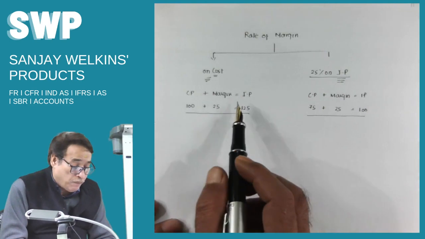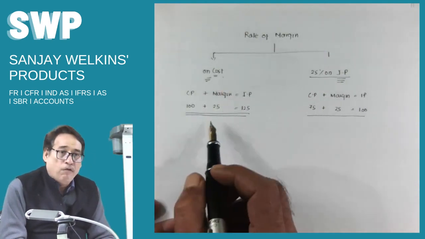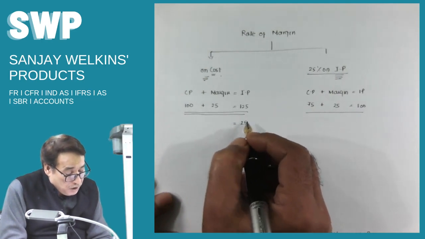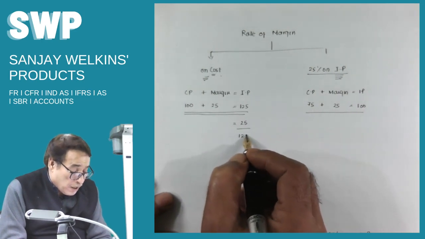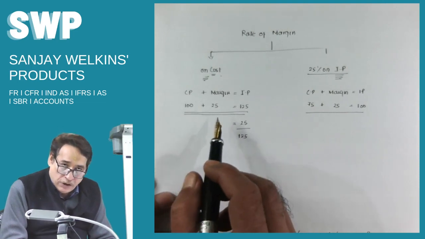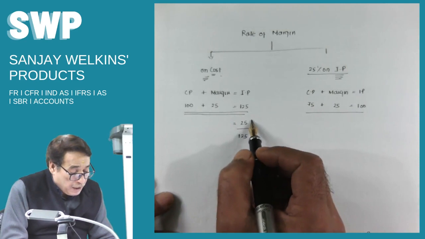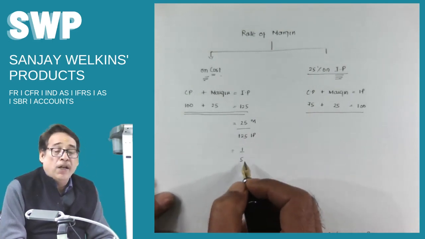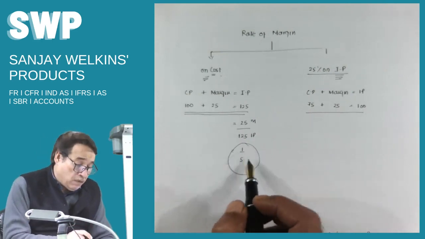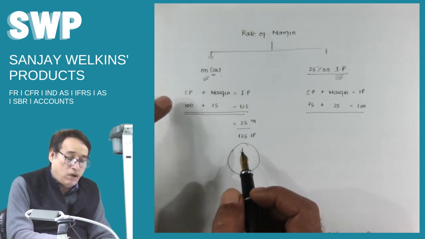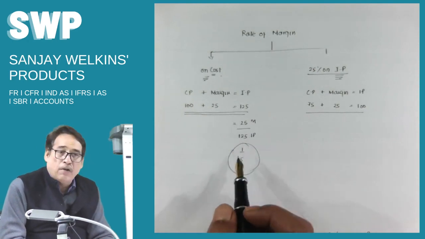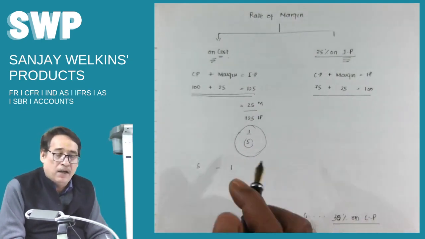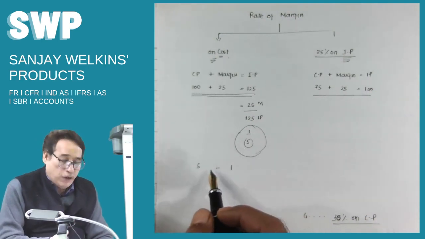So in this question, rate of margin is on cost. So we need to frame this equation. Once we have framed this equation, all we need to do is to write the margin in the numerator and in the denominator you write invoice price. This is known as rate of loading on invoice price. That means even though you were given rate of loading on cost price, you converted it into rate of loading on invoice price. It means if 5 rupees is the invoice price, the loading is 1 and cost price is 4. That is what we mean by rate of loading.